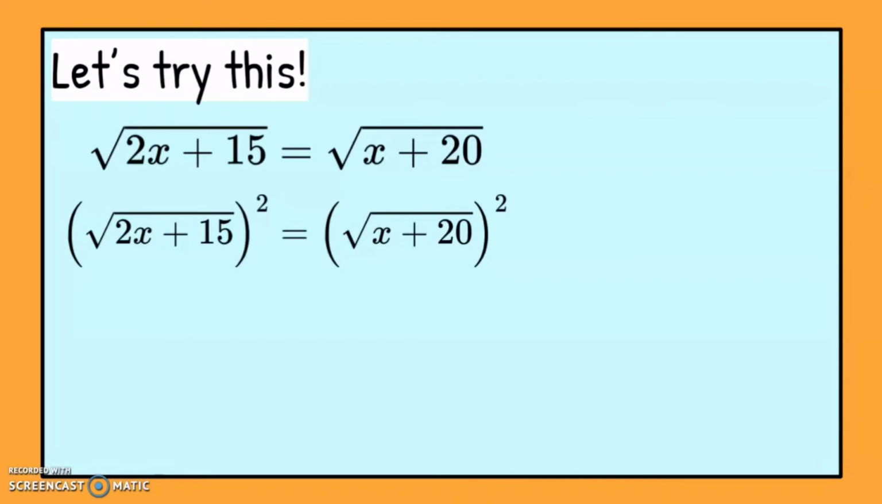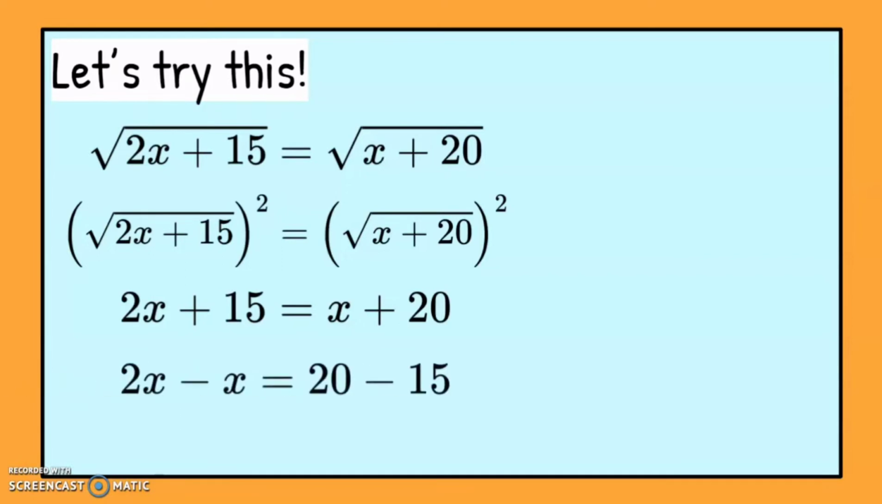Since square and square root will be equal to 1, we'll only have the radicands, which are 2x plus 15 and x plus 20. Next step is to combine like terms by transposing x to the left side of the equation and 15 to the right side of the equation. Take note that whenever we transpose a term to the other side of the equation, it changes the sign. So 2x minus x equals x, 20 minus 15 equals 5. So the value of x is 5.